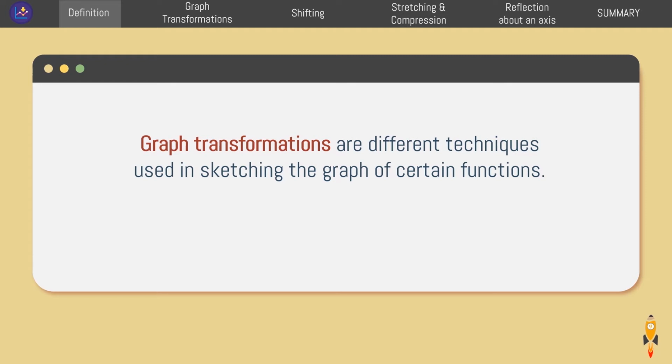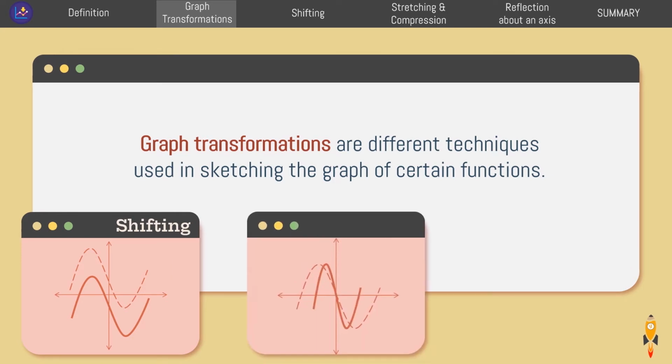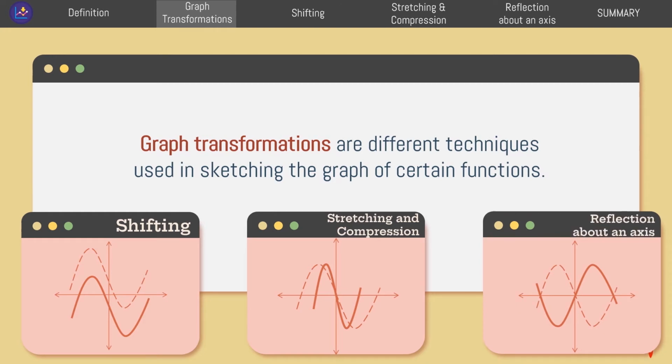Certain functions are just the development of a basic function. One easy way of graphing these functions is using different techniques collectively known as graph transformations. The transformations considered here are shifting, stretching and compression, and reflections about the x-axis and y-axis.